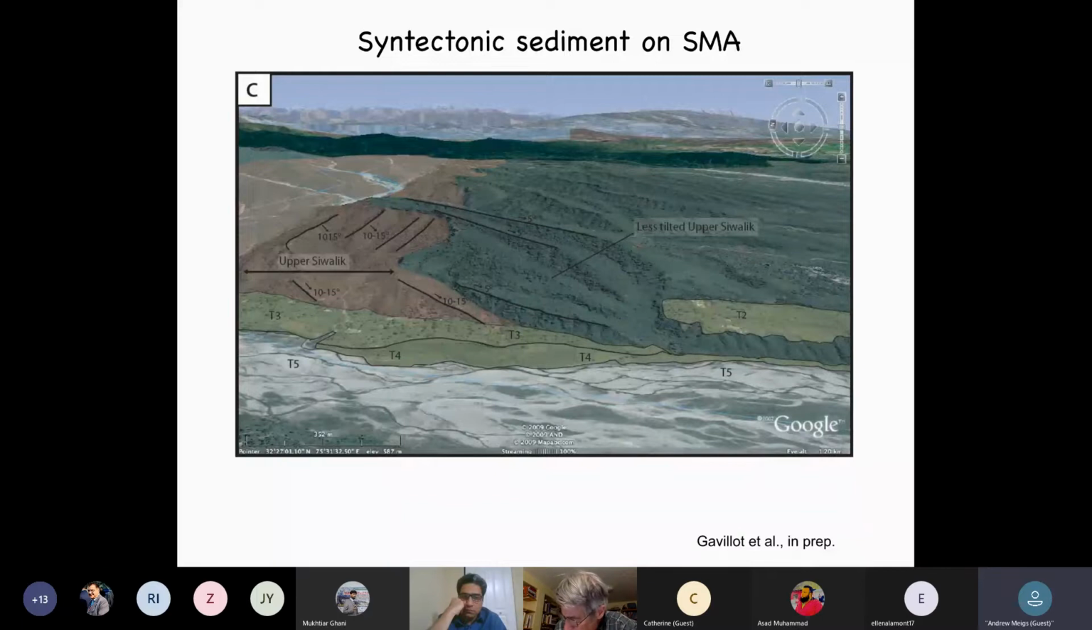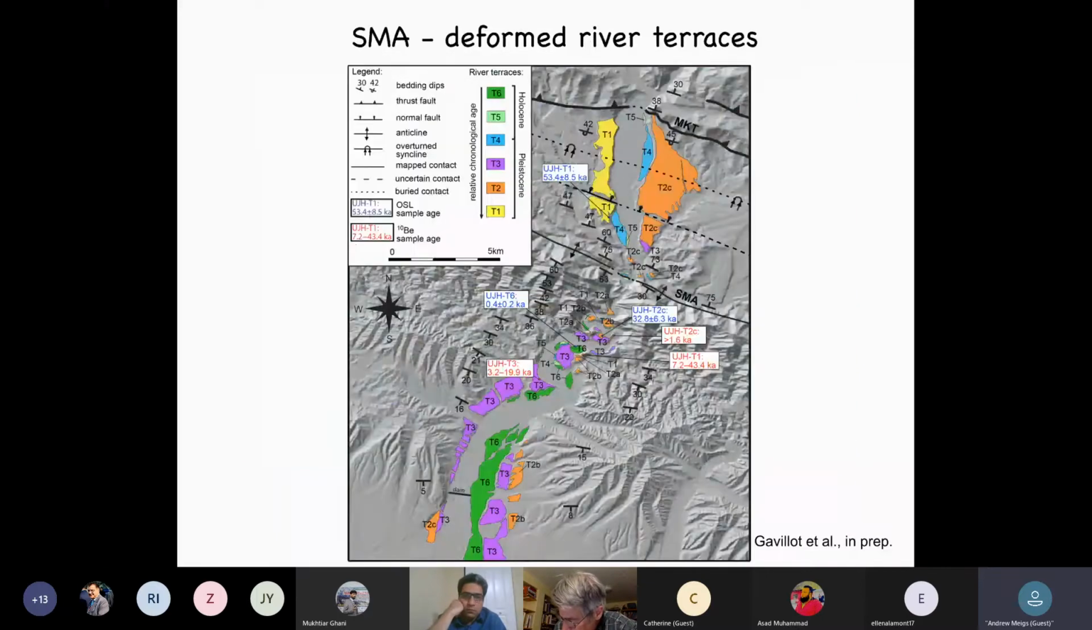And that kind of active growth is also indicated by the deformation of river terraces, which are etched across the anticline. So this is a map from Jan Gavia's dissertation, which shows fluvial terraces of different ages, where yellow is the oldest, and this dark green is the youngest terrace at the lowest elevation. And these terraces are folded across the SMA axis, which is shown right through here in the middle of the anticline.